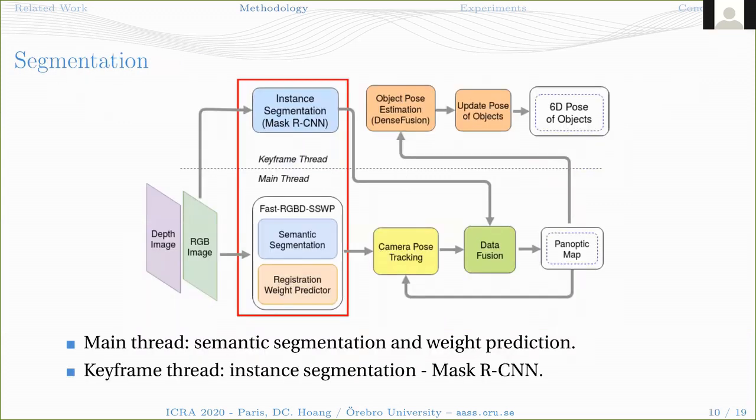For segmentation in the main thread, the input RGBD data is processed through our network for fast RGBD semantic segmentation and weight prediction. The developed network returns a set of per-pixel class probabilities and an adaptive weight used in the cost function. In a separate thread, RGB keyframes are processed by an instance segmentation Mask R-CNN.